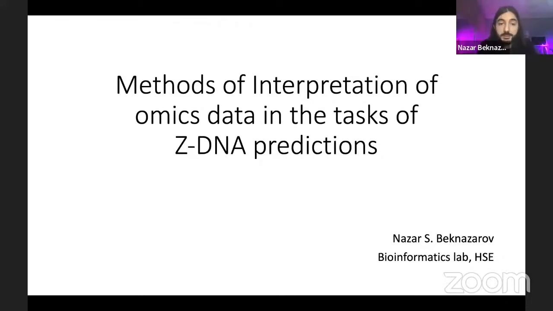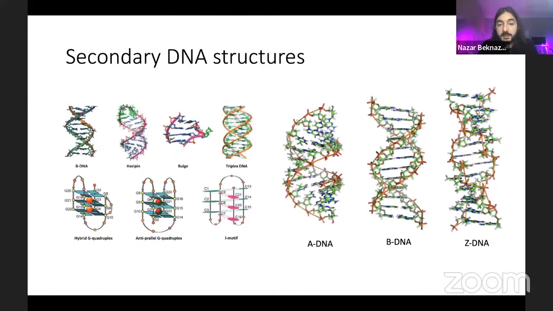The theme of my presentation is methods of interpretation of omics data in the task of Z-DNA prediction. First of all, let me talk about Z-DNA itself and the class of secondary structures, the part of DNA itself. I would like to explain the task itself, what we're going to predict. We all know the canonical form of DNA. It's called B-DNA.